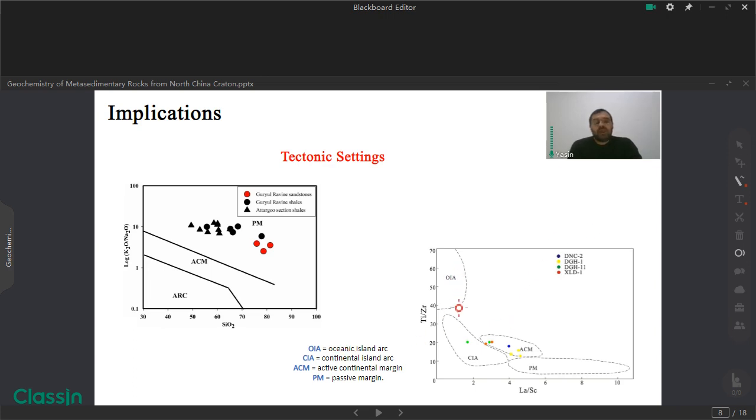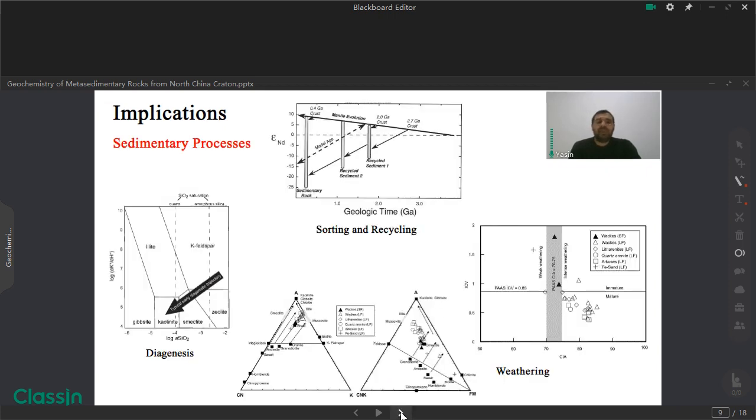If our data comes in this area, which means that OIA means oceanic island arc, so it will be from setting of oceanic island arc. As for this other, CIA is continental island arc, active continental margin and passive margin. So by these diagrams, you can identify the tectonic settings. Then we have implications as sedimentary processes.